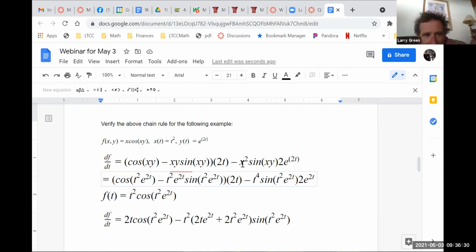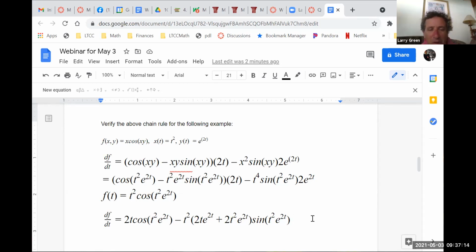And this last one, let's make sure I got this right. We get t squared times 2t squared, which is 2t to the fourth, e to the 2t sine t squared e to the 2t. Here we have 2t to the fourth, e to the 2t, and then sine t squared e to the 2t, so they match. So they're equal. Any questions on the verification process?